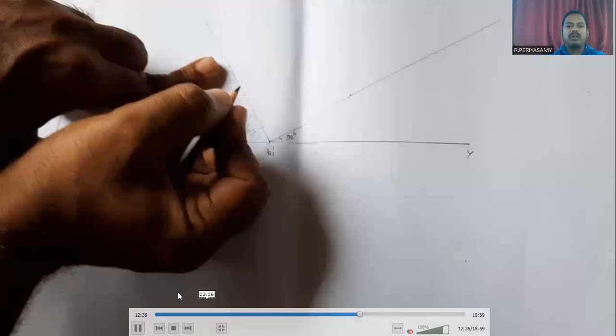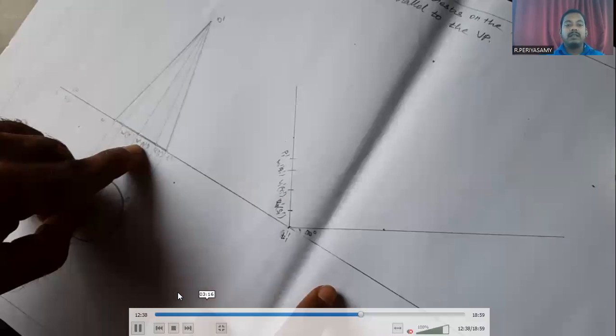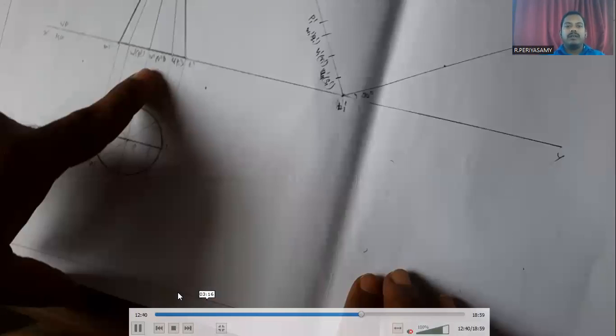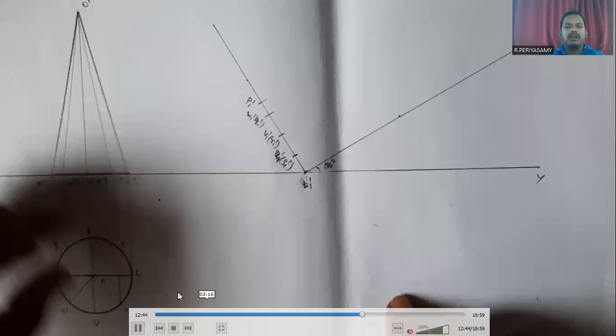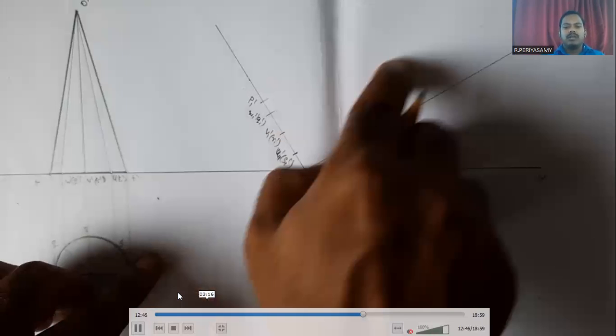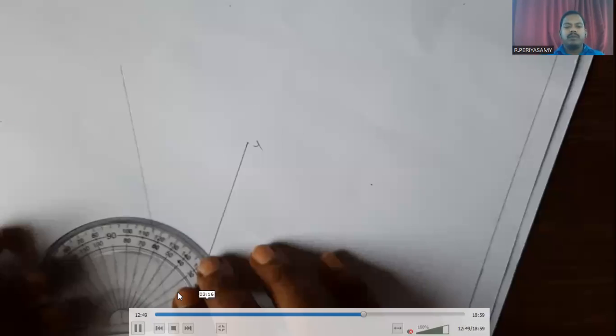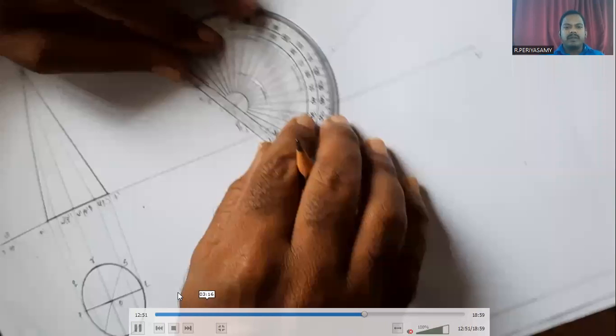Now we have to draw its center line through the apex point. Now we have to find the apex or vertex O dash, and O dash is through the V dash R dash. So then only we have to draw one perpendicular line to the V dash R dash.